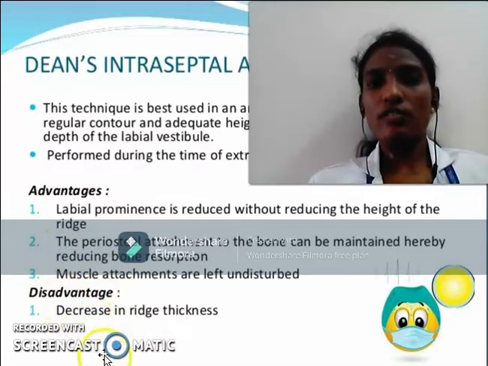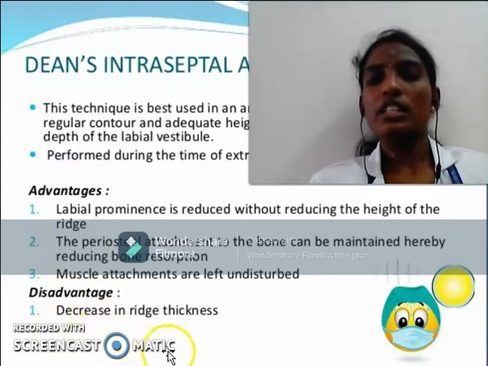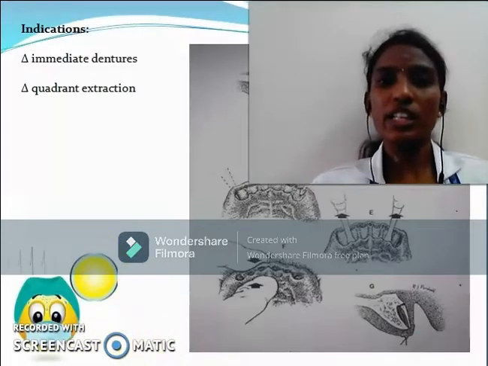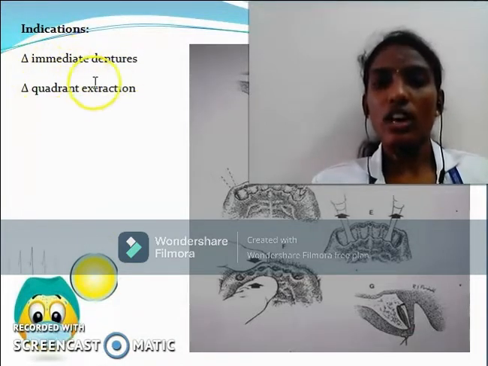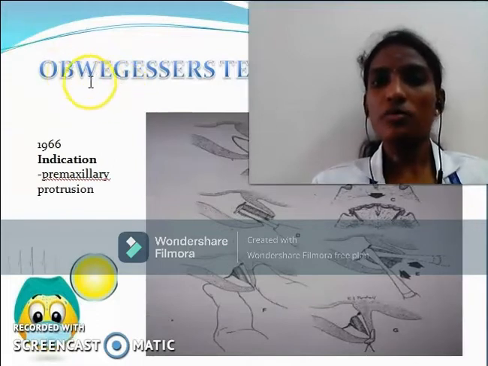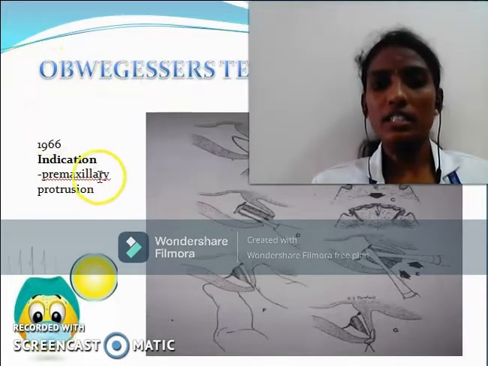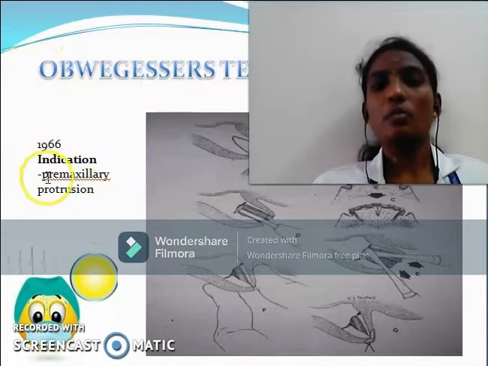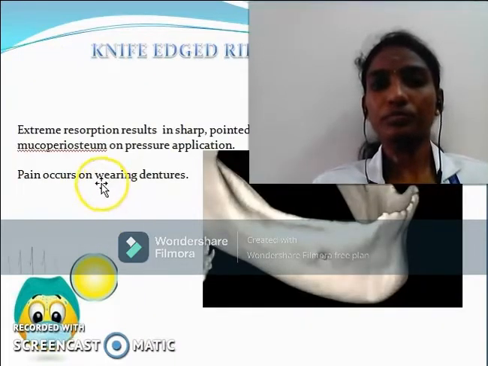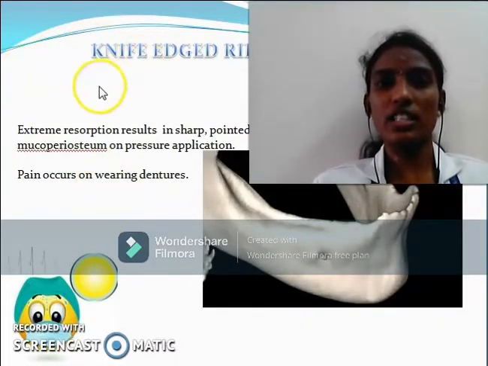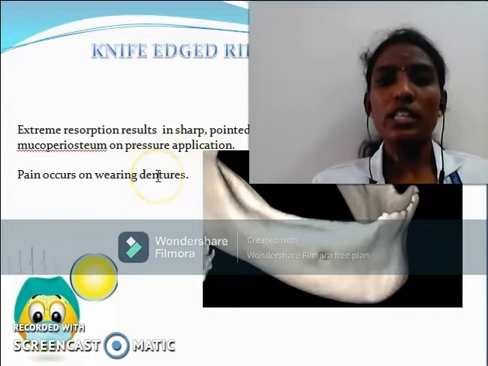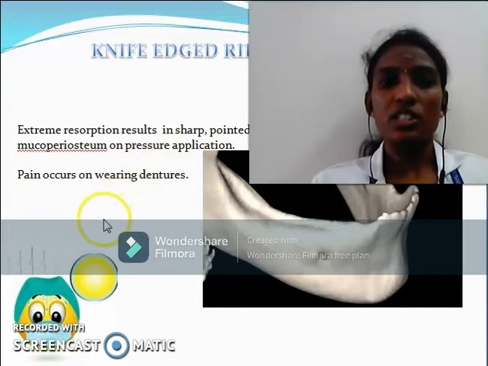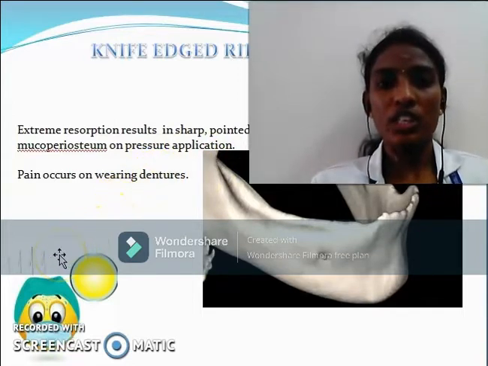The disadvantage of Dean's intercortical alveoloplasty is that it decreases the ridge thickness. Indications of Dean's are immediate denture and quadrant extraction. The Obwegeser technique, from 1966, is indicated highly in pre-maxillary protrusion. Knife edge ridge reduction: in an extremely resorbed ridge, a sharp or pointed ridge cuts into the mucoperiosteum on pressure application, and pain occurs on wearing the denture.